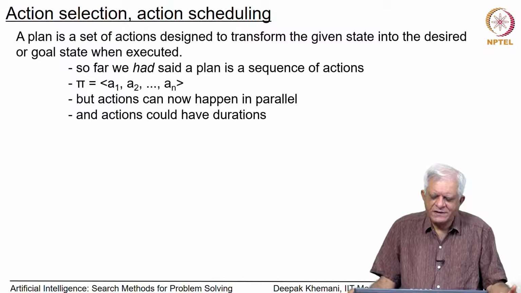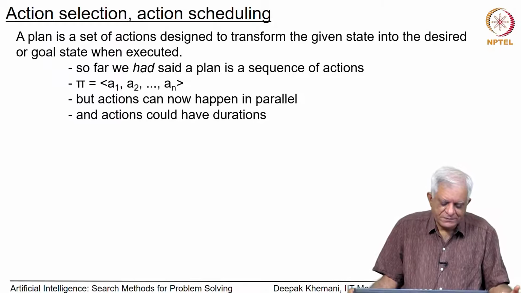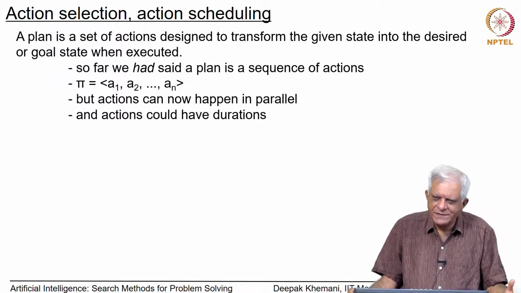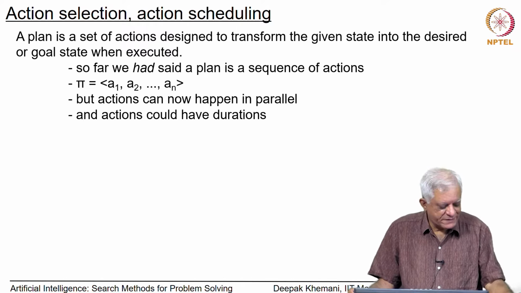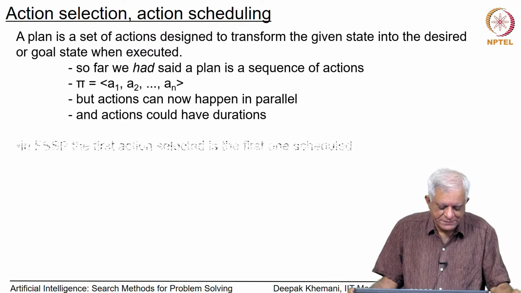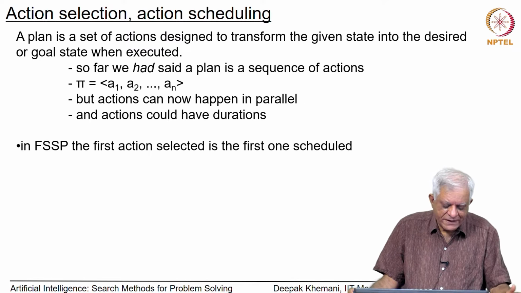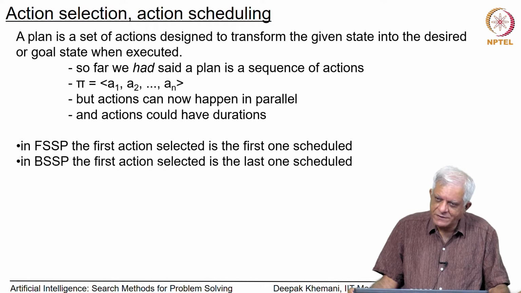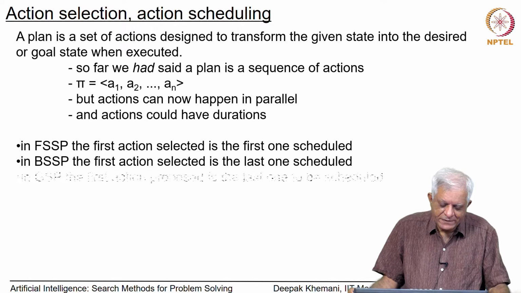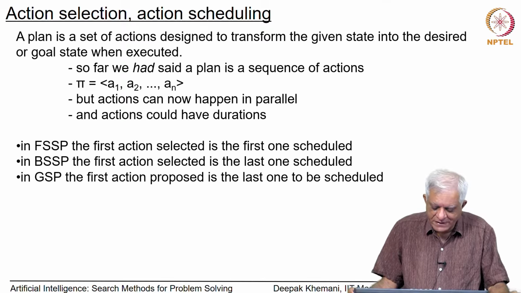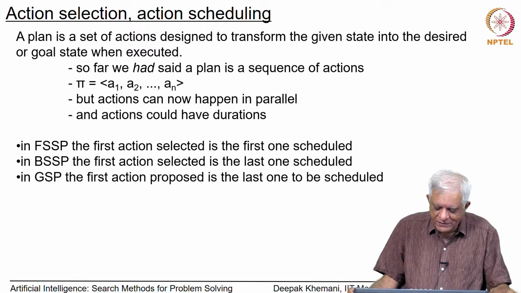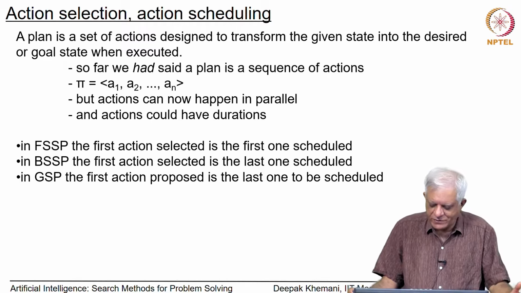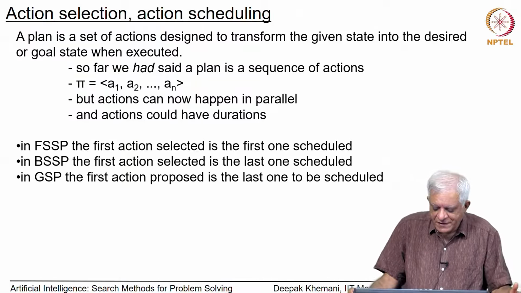In our world, which is the simplest possible world, we have said that actions are instantaneous, and therefore, we only measure in how many time steps do you complete a plan, and that we have called as a make span. Now, in forward state space planning, the first action selected was the first one to be scheduled. In backward state space planning, it was the opposite, the first action to be selected was the last one to be scheduled. In goal stack planning, the first action proposed, which was done in the backward fashion, was actually the last one to be selected and scheduled as well at the same time essentially.